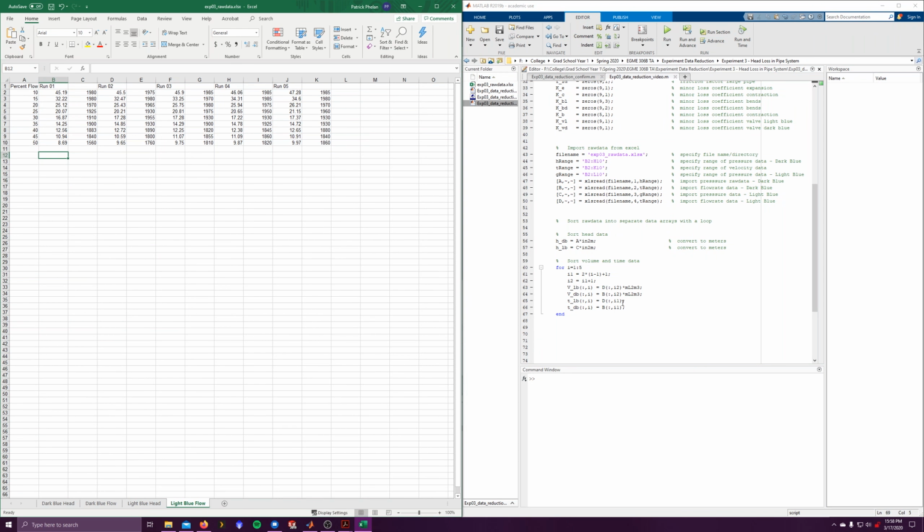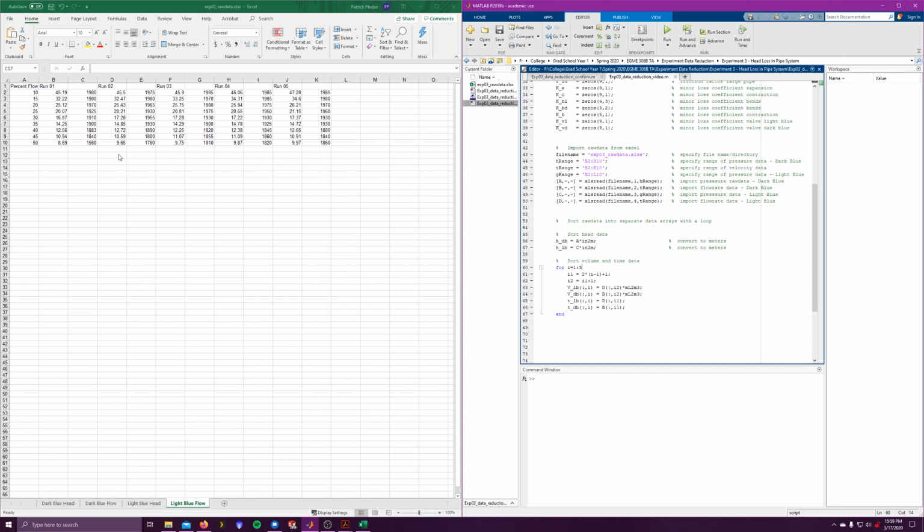Okay, so this is going to be code that's similar to what we did last time to sort through this data here. So in this column, this is time, and then in this column, all of this is volume. Okay, so I'm doing for I equals 1 to 5 for the 5 runs that we have. Then I have I1 equals 2 times I minus 1 plus 1, and I2 equals I1 plus 1.